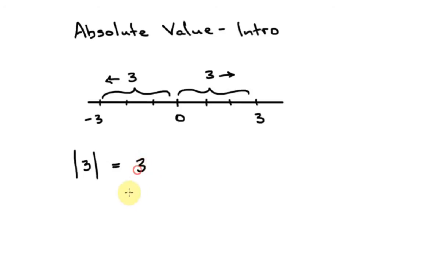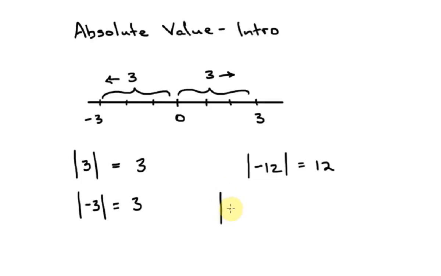Well, the answer would be 3. And the absolute value of negative 3, well, guess what? That's also 3. That's the distance away from 0. So if you think of it in terms of distance, it's a pretty easy concept. So as an example, I could throw at you negative 12. What's the absolute value of negative 12? Oh, that's just 12. Okay.